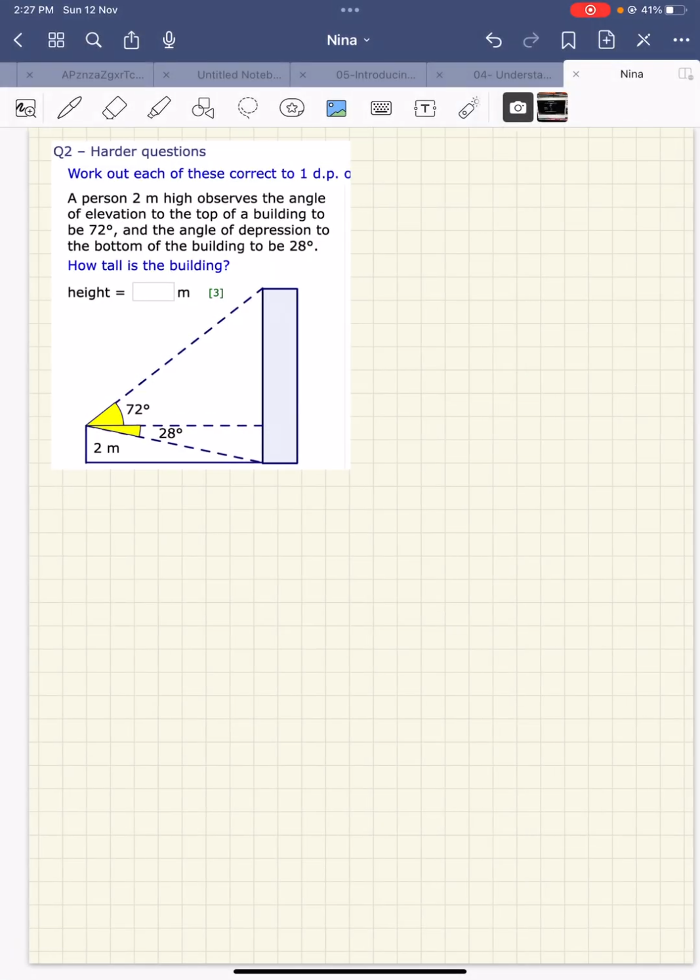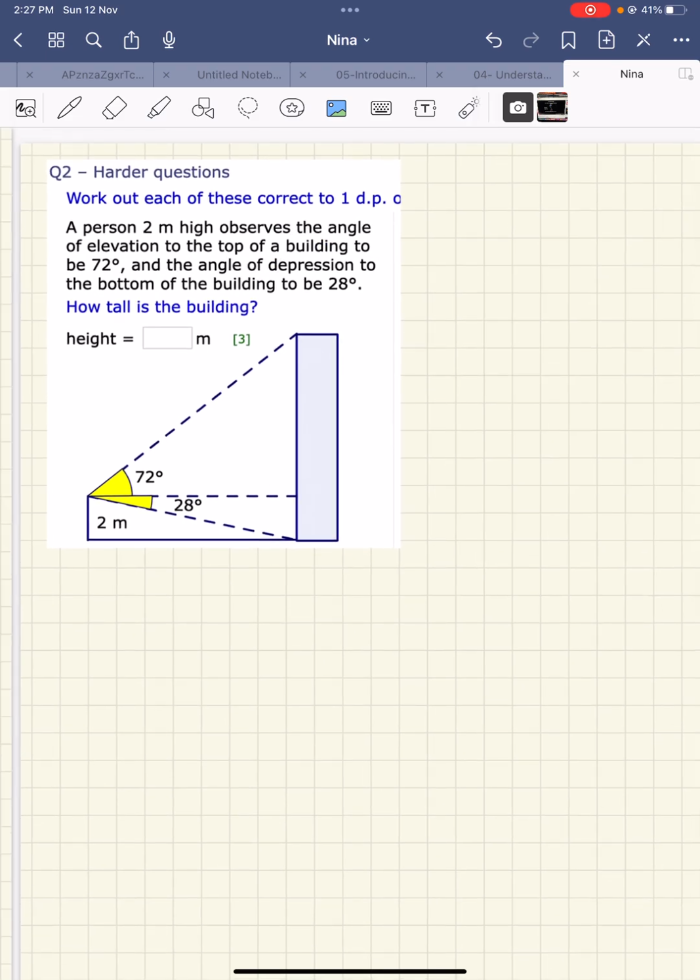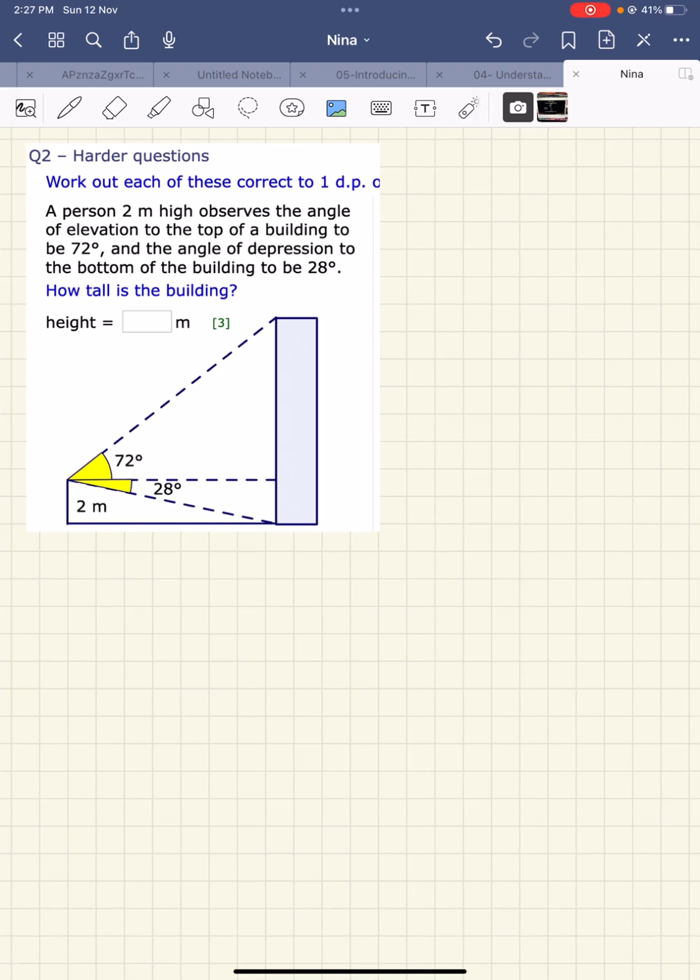Okay, so again, this looks quite a complicated diagram, but what we're going to try and do is draw only right angle triangles and avoid all the clutter. Alright, so let's have a little look. A person 2 meters high, so let's make sure we know where the 2 meters is. Alright, so this is kind of like we were going out on a school field and measuring. So 2 meters high here.